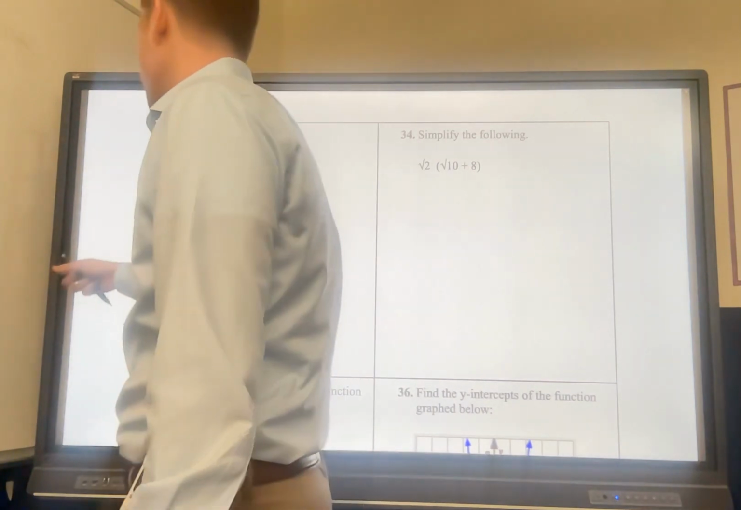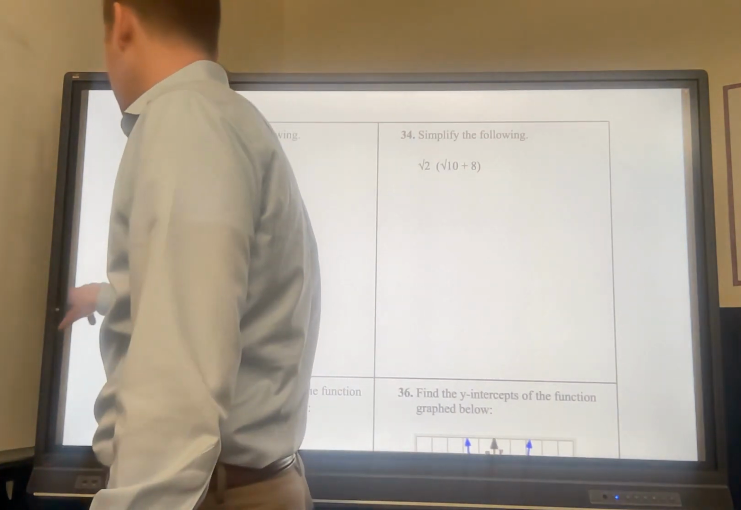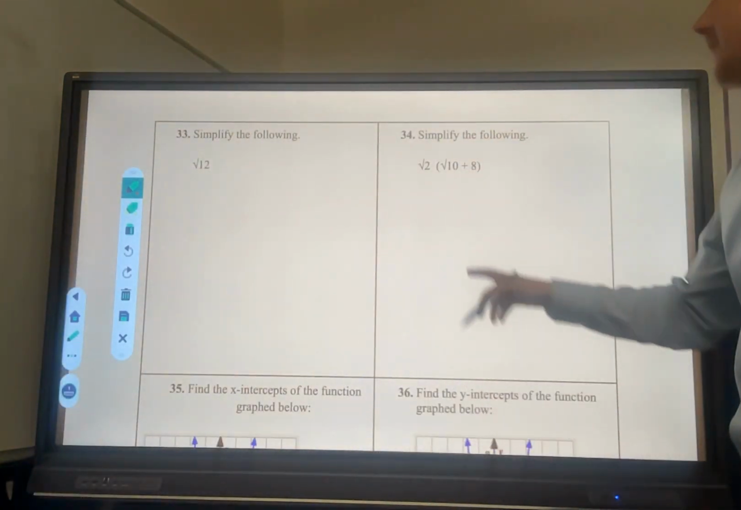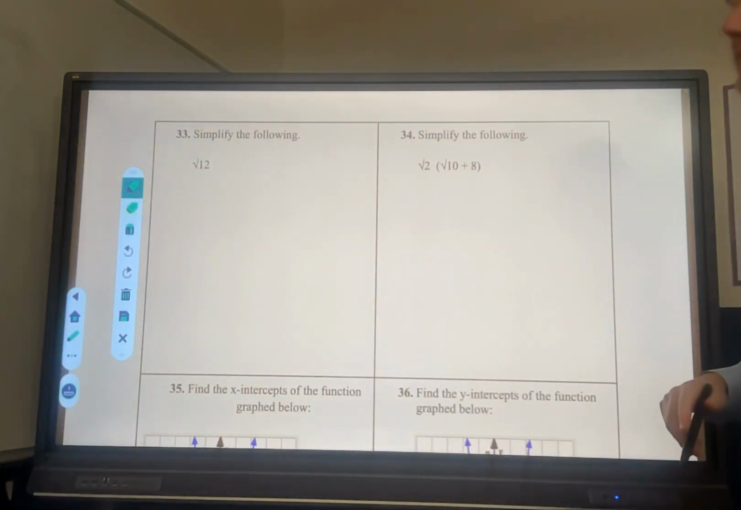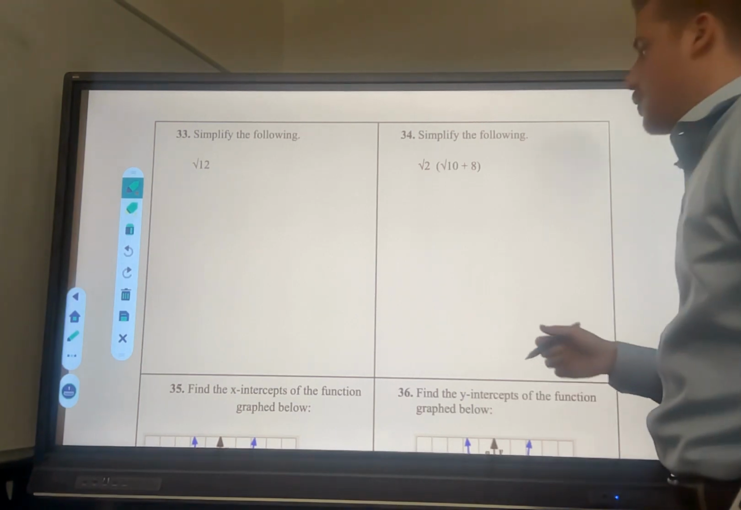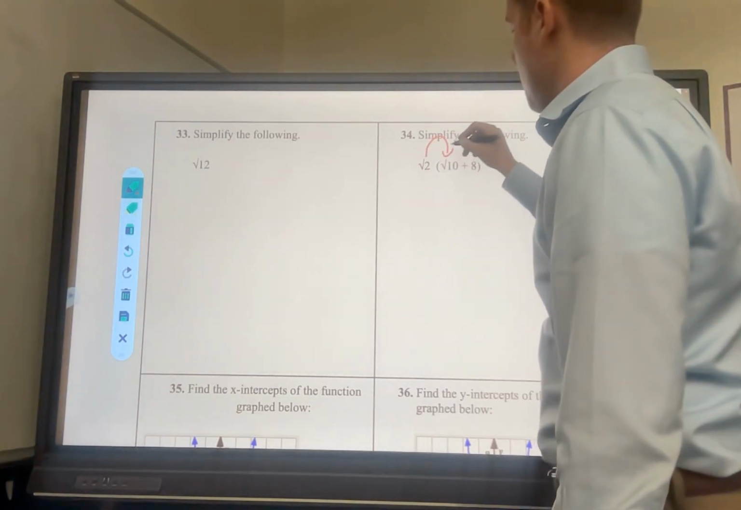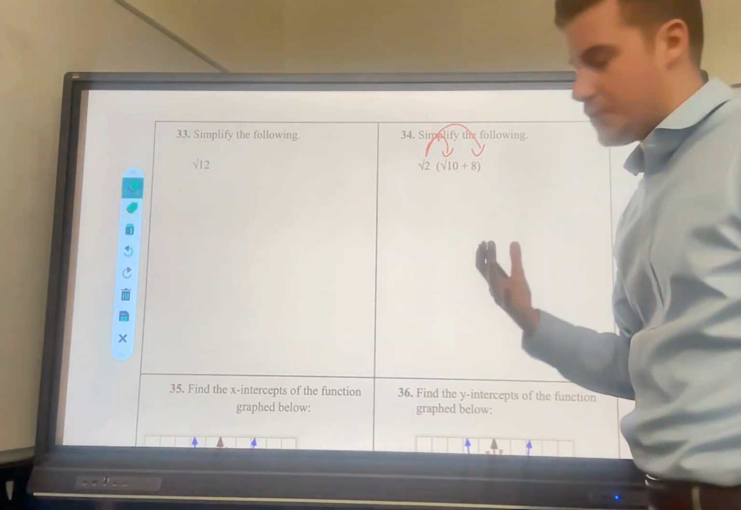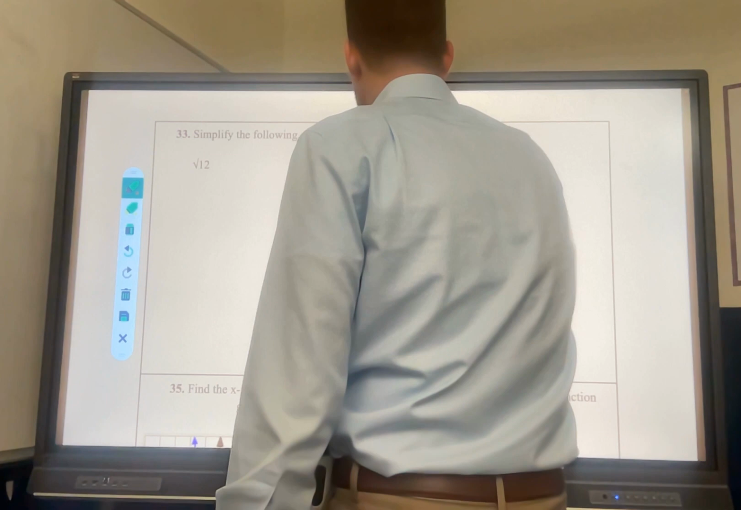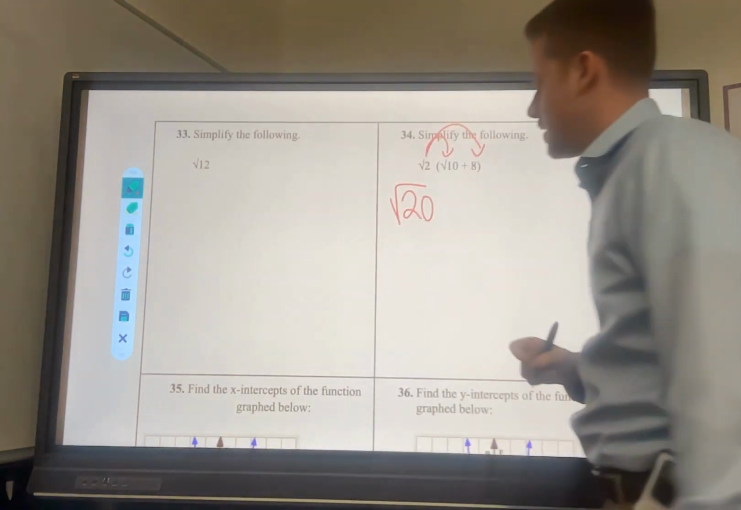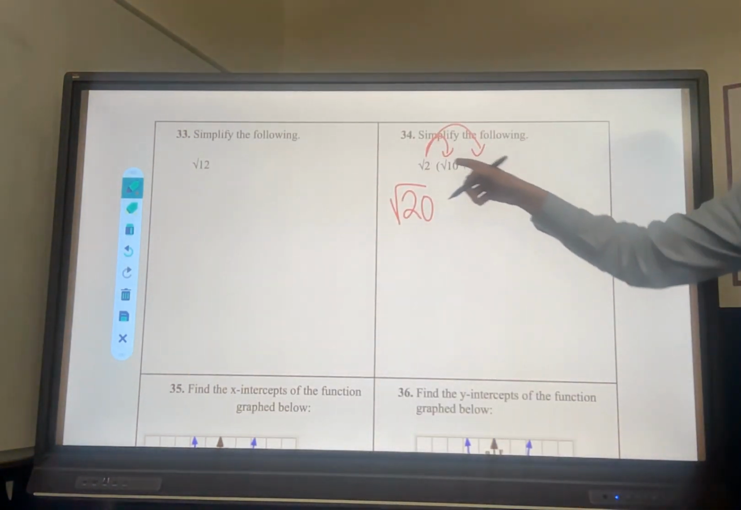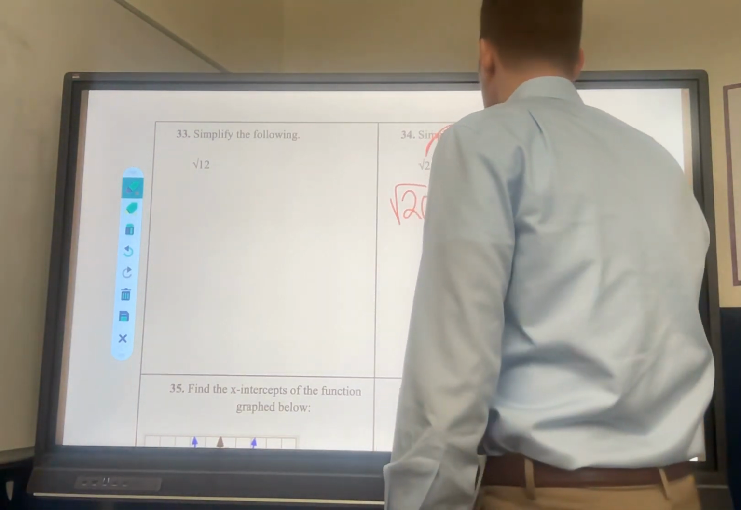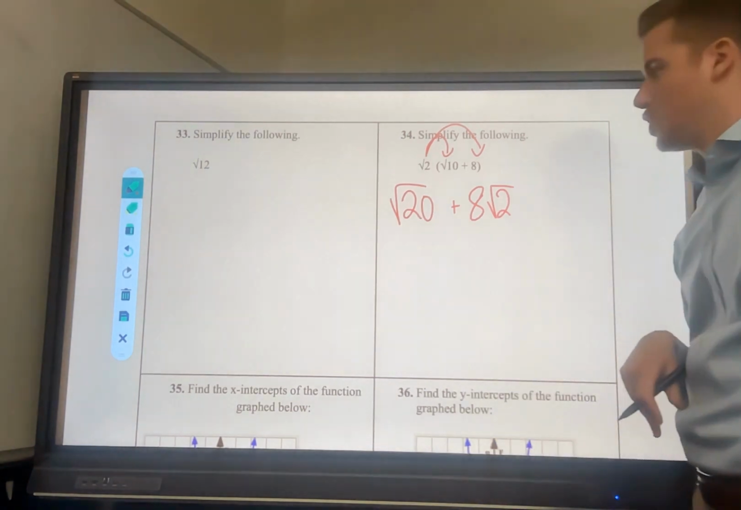Question 34 says we're going to simplify the following function. I've got the square root of 2 times the square root of 10 plus 8. So our first step per PEMDAS is we're going to go ahead and distribute. And square root of 2 times square root of 10, well, that is the square root of 2 times 10. That is the square root of 20. And then my next step, square root of 2 times 8. So that is 8 times the square root of 2.